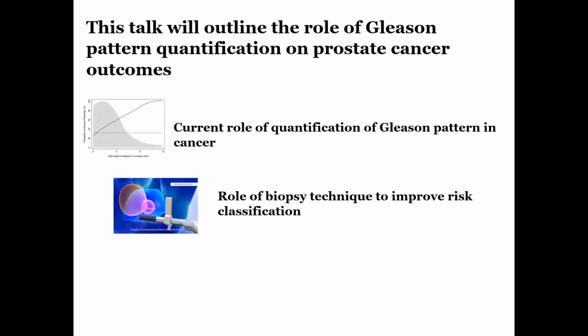This talk will outline the role of Gleason pattern quantification on prostate cancer outcomes. I will first focus on the current role of quantification of Gleason pattern in cancer. Second, I will focus on the role of biopsy technique to improve risk classification.